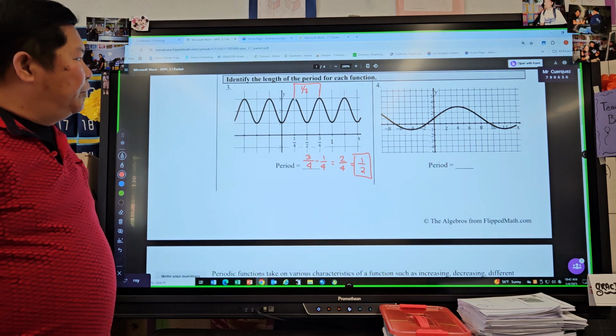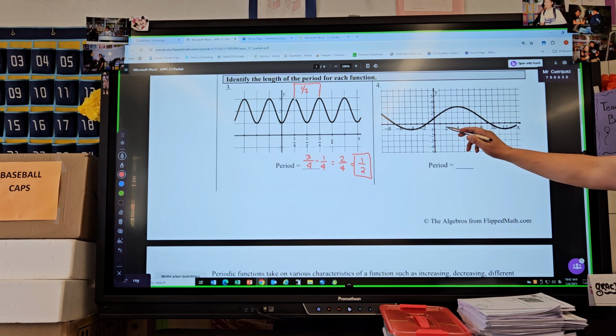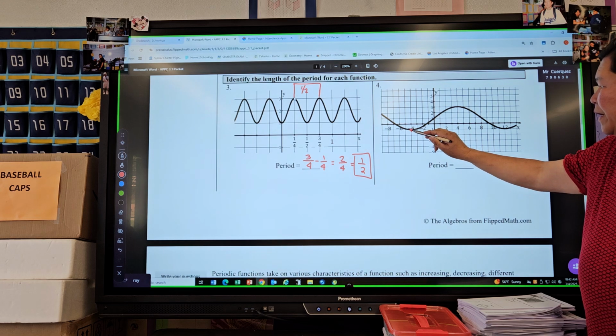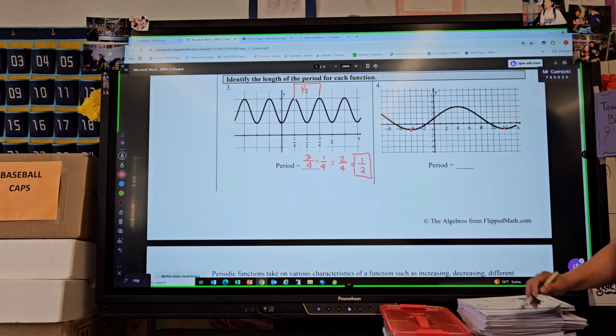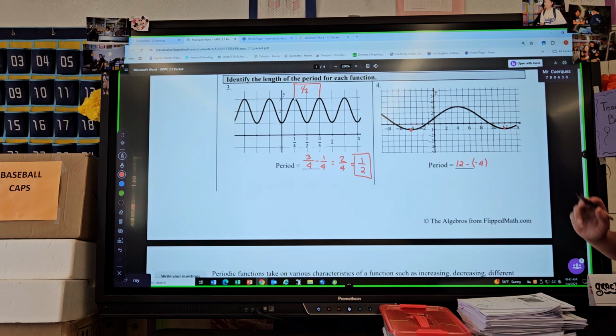Next, moving on to number 4. Now look at this graph, guys. It starts here at -4. And where does the graph end? The complete cycle ends right here. So what's the period? f of b minus f of a. What is f of b? 12, right? And then what is f of a? -4. So 12 minus -4.